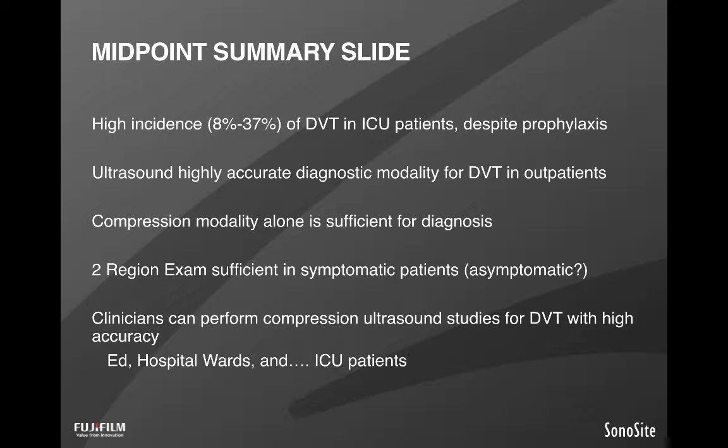So number one, DVTs are out there, they're occurring, they're happening all the time, and they're causing a lot of illness, and this is happening despite very good anticoagulation or prophylaxis. Also keep in mind that ultrasound is the primary modality. It's highly accurate, especially in symptomatic patients, and you don't need to do any of the fancier modalities. That compression modality alone with 2D is sufficient to be highly accurate, and also you don't need to do thorough compression of the entire extent of all the lower extremity veins. A 2-region exam, or what some people call a 2-site exam, will be enough.